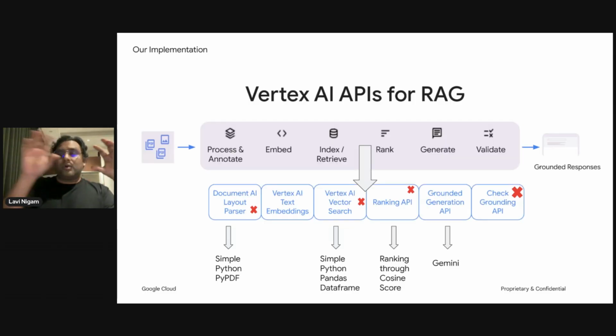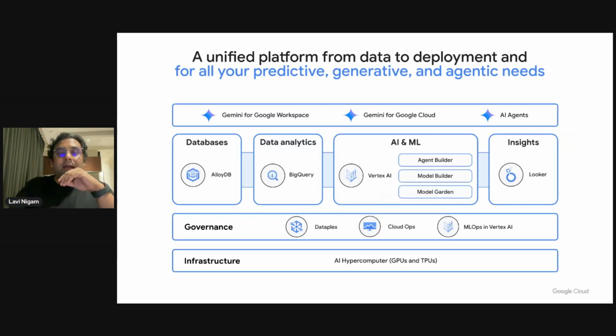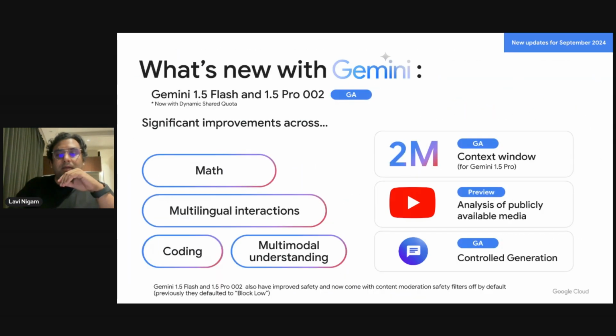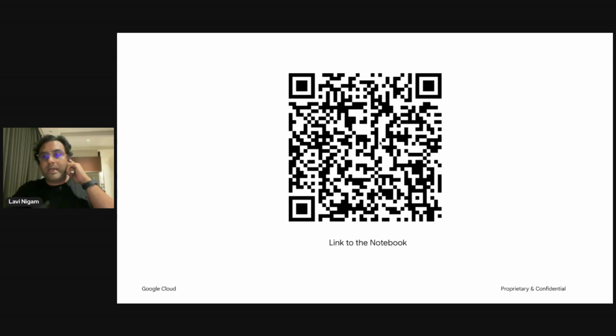And this is what the whole flow is. We take a simple PyPDF parser to do the layout parser. We're going to use a simple pandas data frame to do the index and the retrieval. We're going to do the ranking through cosine, and then we're going to do the generation with Gemini. Now with that, I'm going to quickly jump to the notebook.